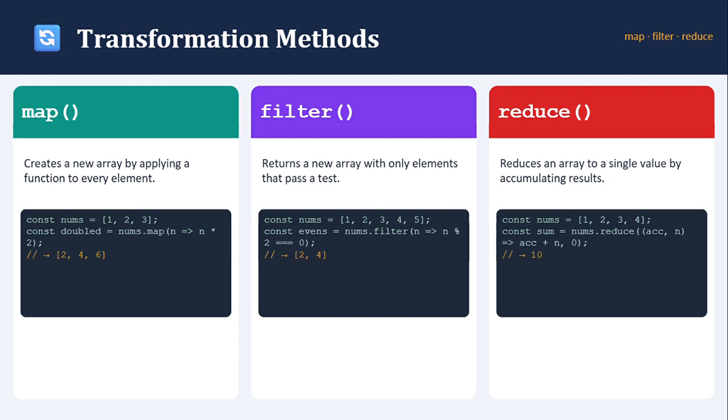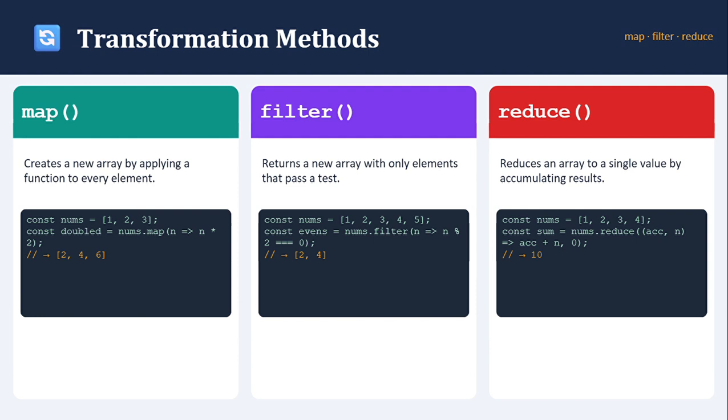Let's see about transformative methods. A transformative method is a kind of array method that makes a change to the array. So we have map. Map creates an array by applying a function to every element.